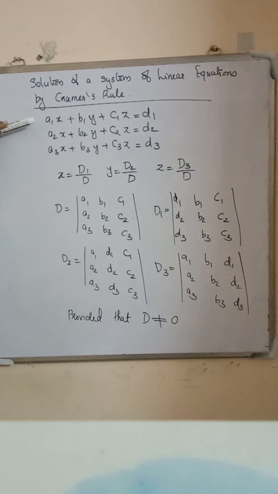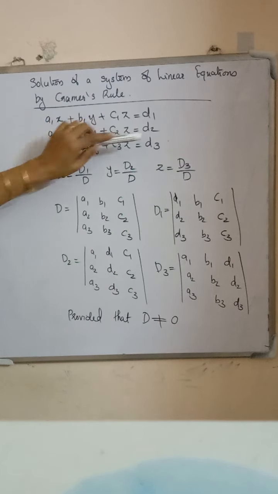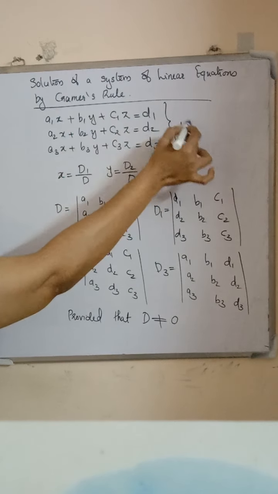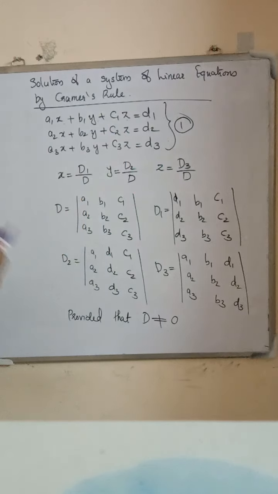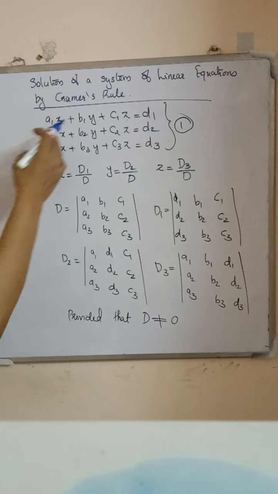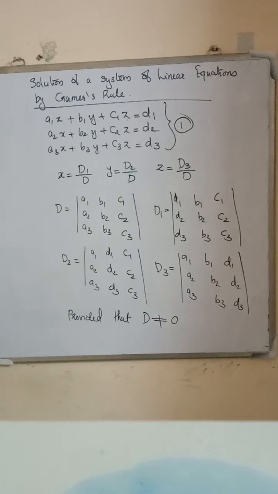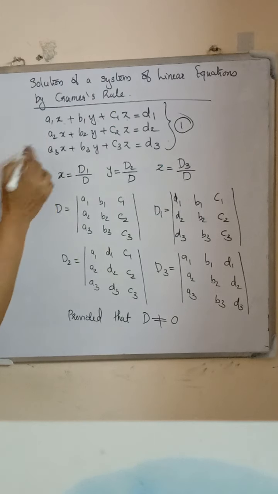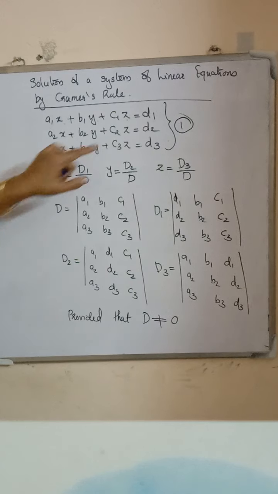If we have a system of equations like a1x plus b1y plus c1z equal to d1, a2x plus b2y plus c2z is equal to d2, a3x plus b3y plus c3z is equal to d3. In this system, x, y, z are unknowns. We want to find these unknowns x, y, z. Here a1, b1, c1 are the coefficients of the variables. Also a2, b2, c2, a3, b3, c3 are the coefficients. And d1, d2, d3 are the constants.